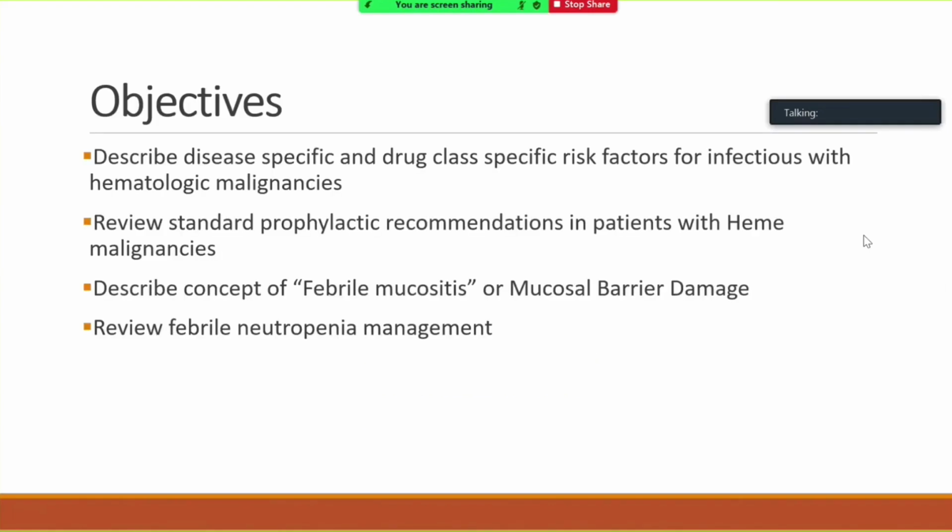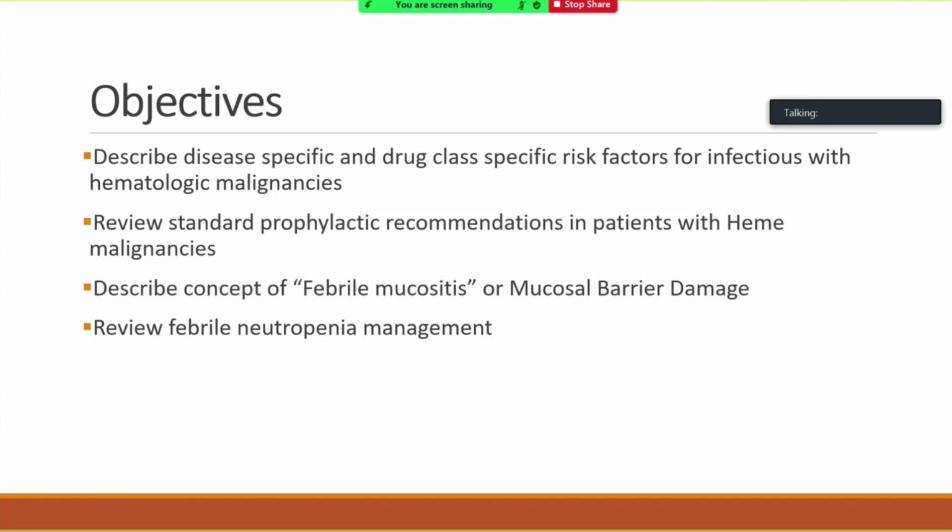So the objectives for this lecture are stated here. We will describe disease-specific and drug class specific risk factors for infections in patients with heme malignancies and post stem cell transplant. We will briefly review prophylactic recommendations for this group of patients, and I will tell you where to look for it. We will briefly go over the concept of febrile mucositis and mucosal barrier damage, and then we will again review the management of febrile neutropenia, and then Dr.